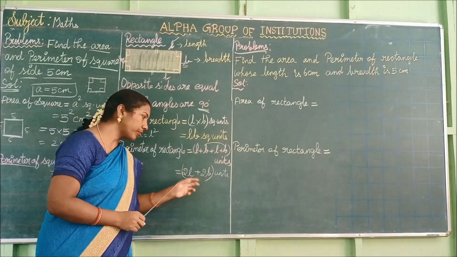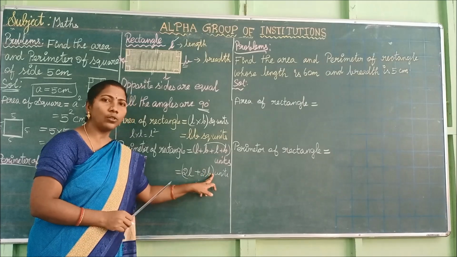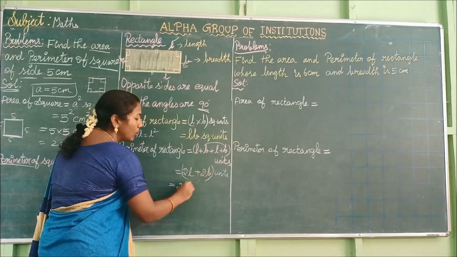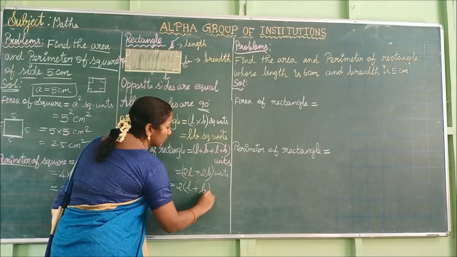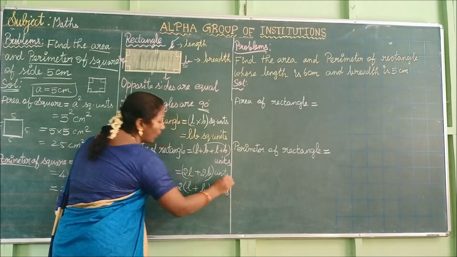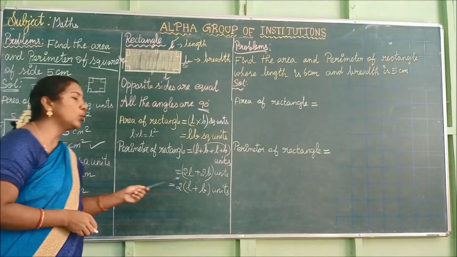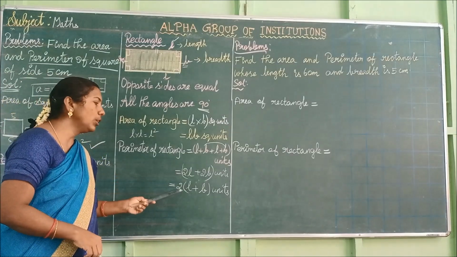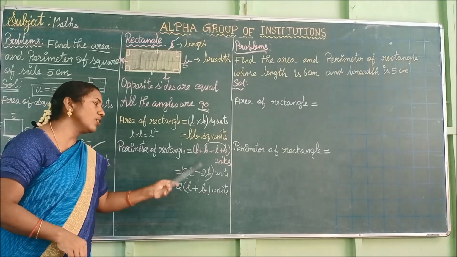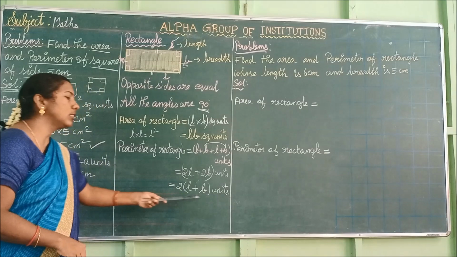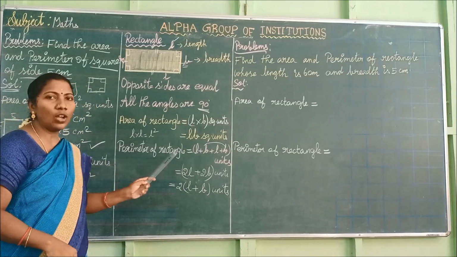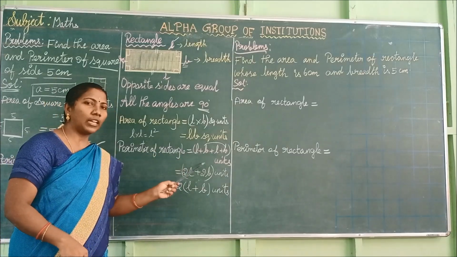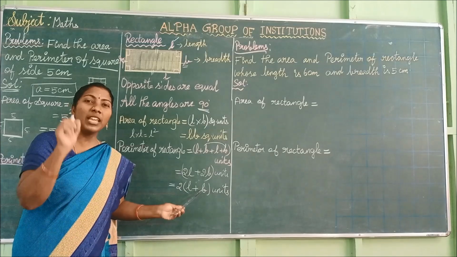By observing the formula, here also we have 2, here also we have 2. So taking the number 2 commonly outside from the two terms, 2 into L plus B units. We must give the formula in simpler form. That's why we are taking the 2 commonly outside and writing perimeter of rectangle equal to 2 into L plus B units. All the formulas are correct, but we usually use this one as the formula for calculating perimeter of rectangle. So area of rectangle equal to L into B square units. Perimeter of rectangle equal to 2 into L plus B units.